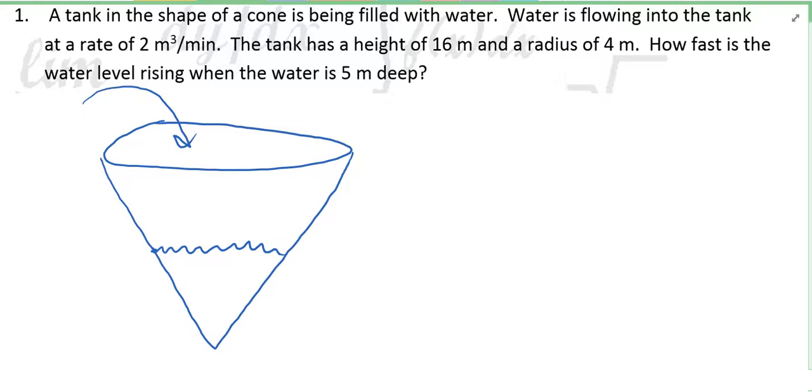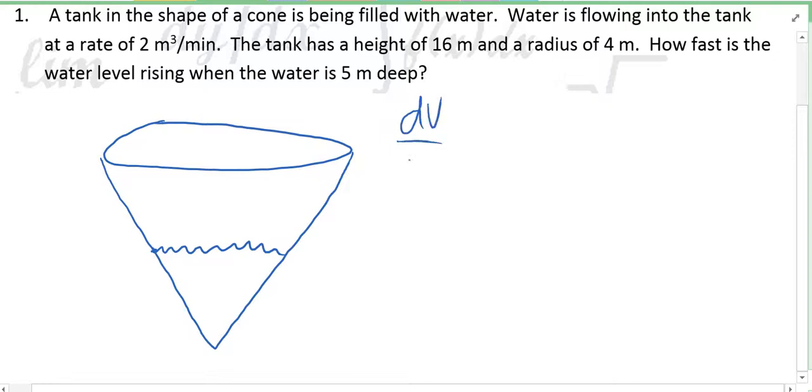And they're always going to ask you about how fast the depth is changing, or how fast the radius is changing, or how fast the volume is changing. Those are the three big variables in this. So, when they tell us it's being filled at 2 cubic meters per minute, what variable is that? It's not volume, it's a change in volume, which we write as dV/dt. The volume of water in the tank is changing at 2 cubic meters a minute.